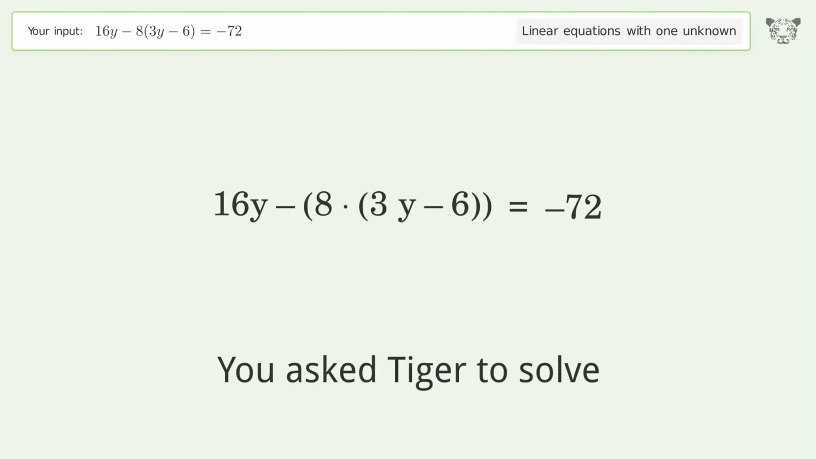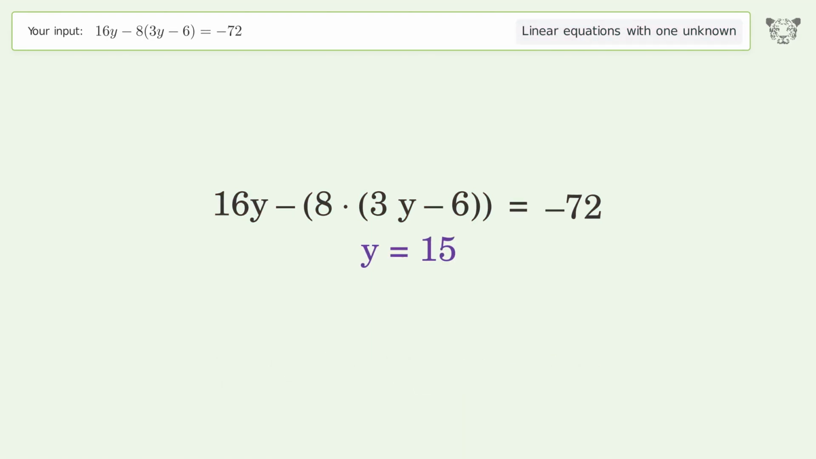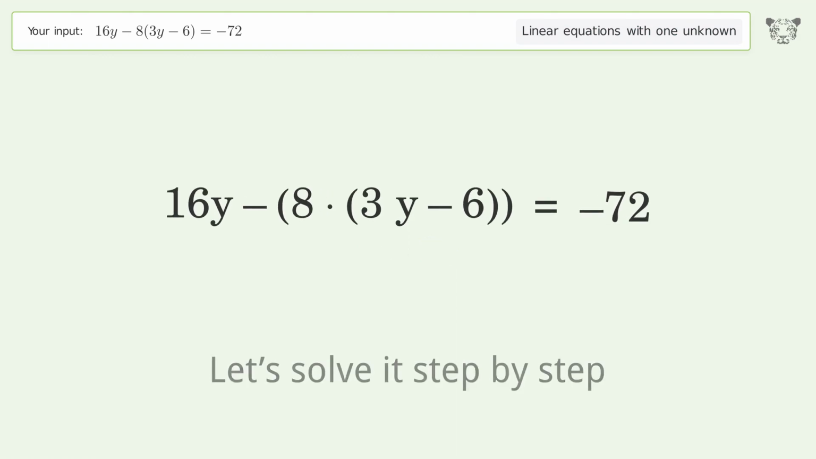You ask Tiger to solve this. It deals with linear equations with one unknown. The final result is y equals 15. Let's solve it step by step.